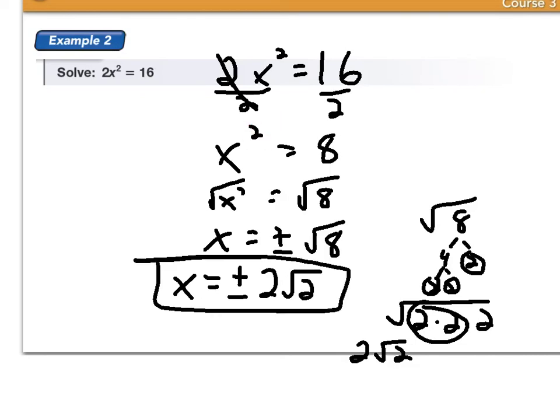Again, it's squared, and I didn't get 0 underneath here. So I have to have a positive and a negative version, so I'm just going to put plus and minus 2 square root of 2. Alright, and let's go on to another slide.